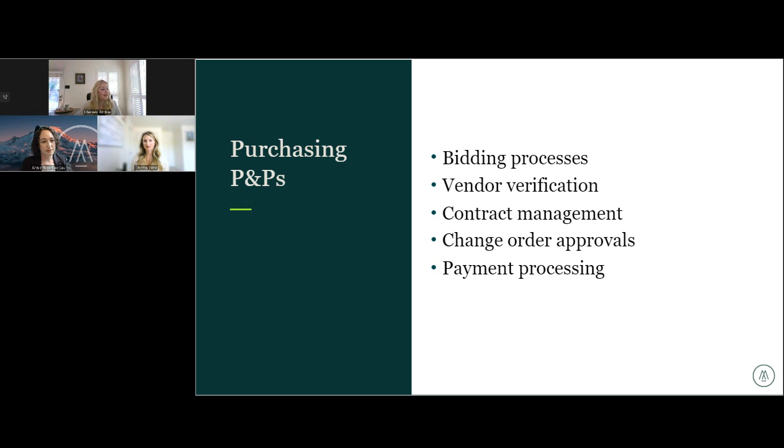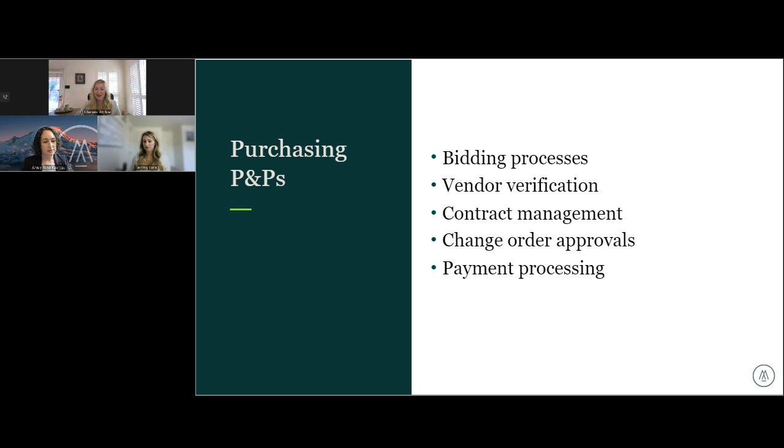Another thing that I always really like to highlight when we talk about vendor verification is suspension and debarment. So what is your threshold for when you're looking at suspension and debarment checks? How is that information documented and stored? You want to make sure that you have that information readily available to auditors, or just for your well-being.